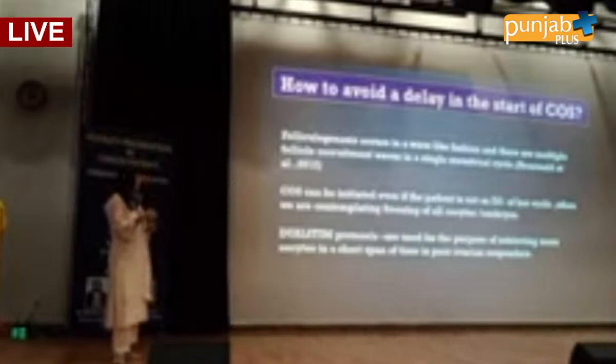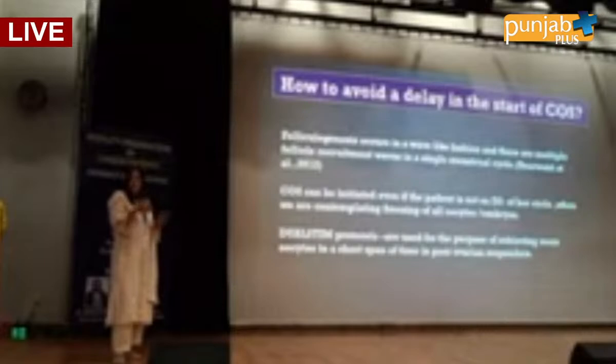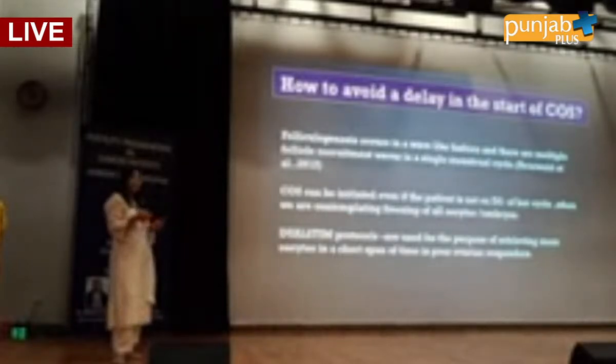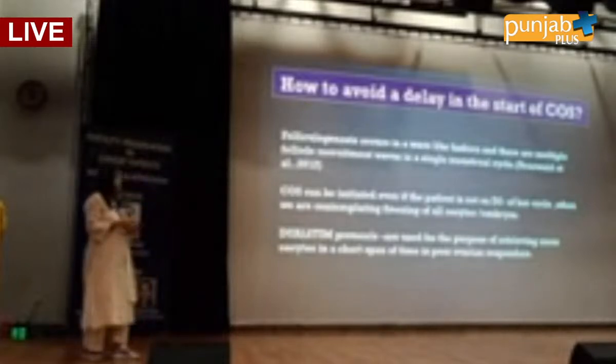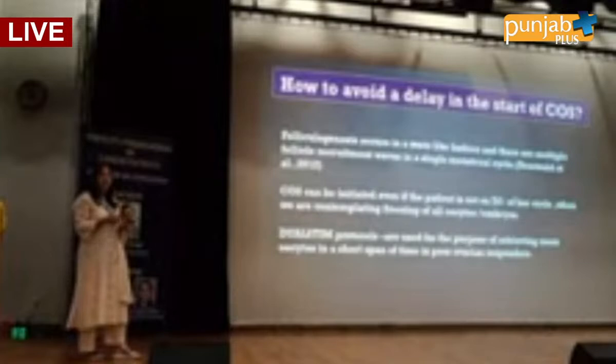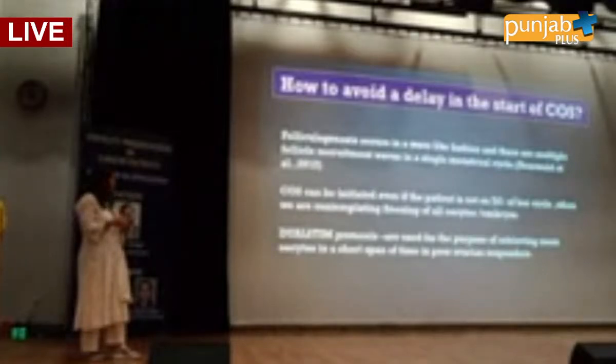So to avoid delay, we start stimulation as soon as the patient thinks that she has to preserve her fertility and she reaches the hospital. So the cycle is planned early. We all know that folliculogenesis, this recent theory, occurs in a wave-like fashion, and there are multiple follicle recruitment waves in a single menstrual cycle. And this has been proved beyond doubt in recent years.